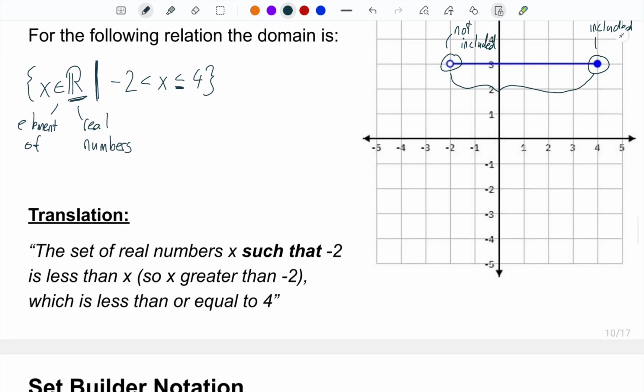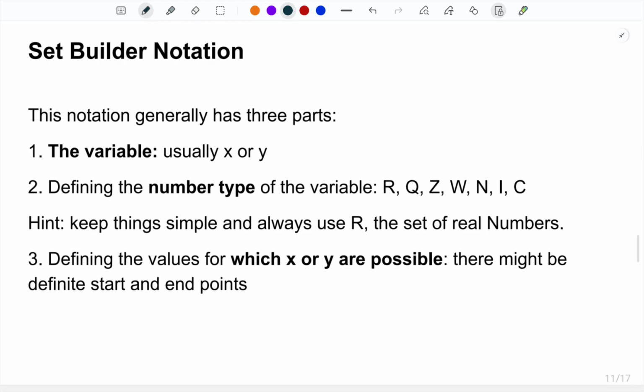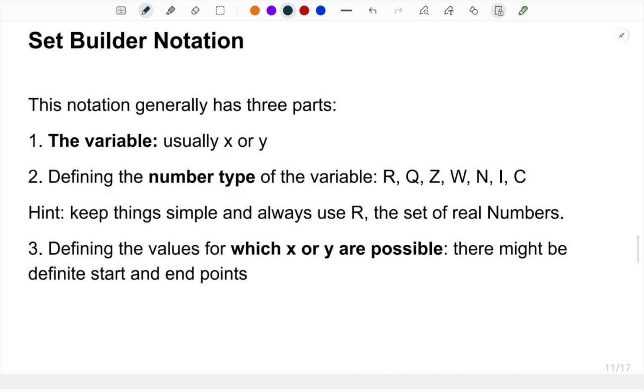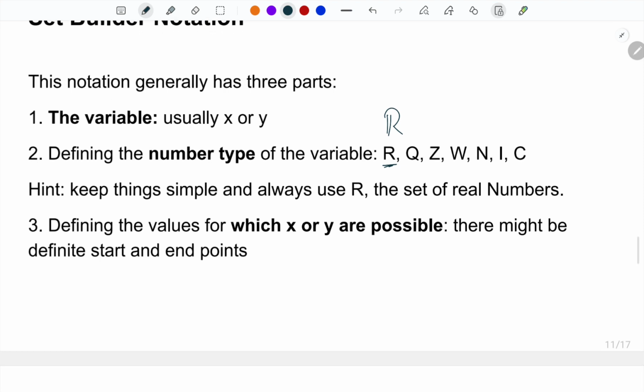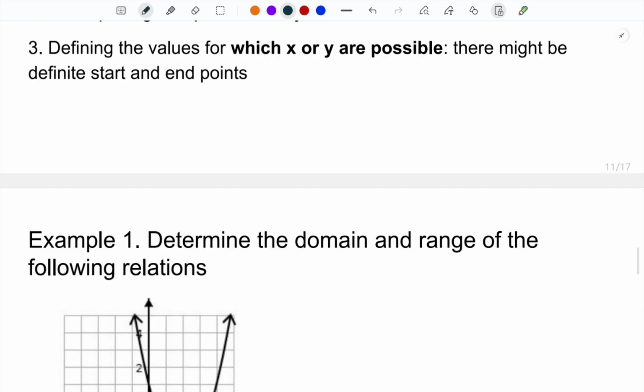All right, let's continue. And this is just kind of recapping. So typically what we did there is set builder notation. We use a variable, x or y, depending on if we're looking at domain or range. The number type, usually we'll use R, and you'll see I usually do the double vertical. It's just the fancy way of stating real numbers. And then stating specifically what values are possible within there.